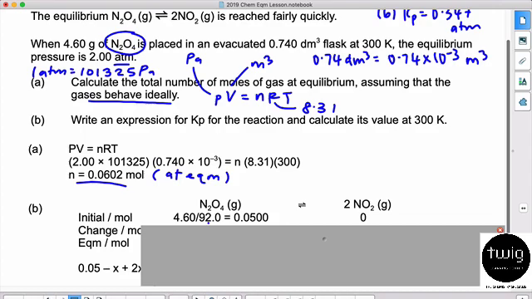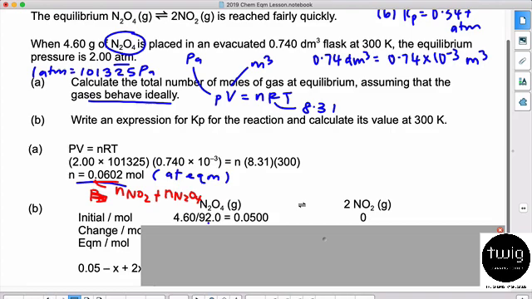Make sure you avoid this misconception. Actually, this value is the total moles of both gases. This is the number of moles of NO2 as well as N2O4 at equilibrium. So this value here is for the total moles of NO2 and N2O4 at equilibrium.